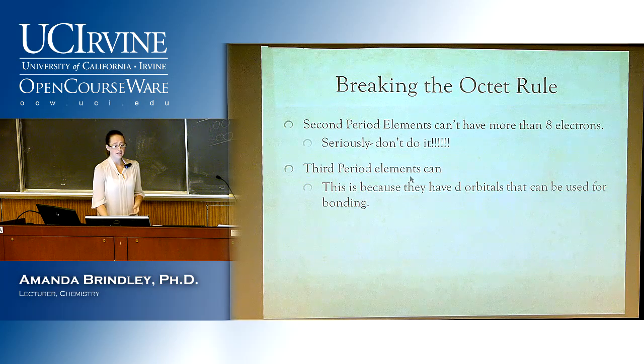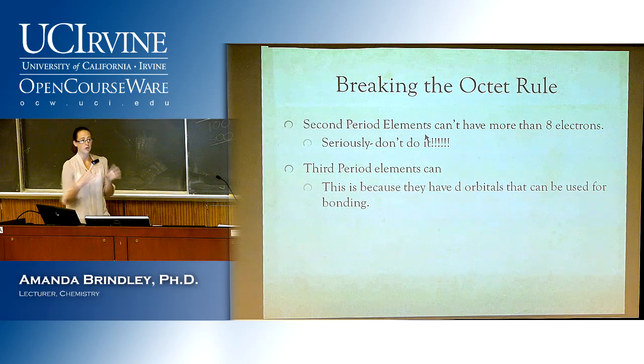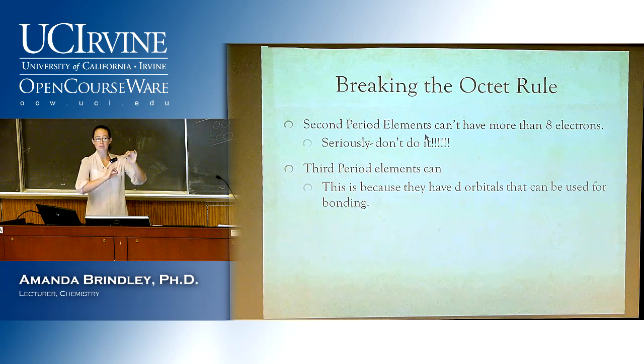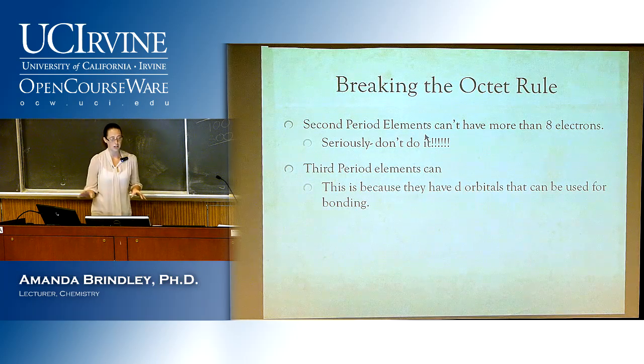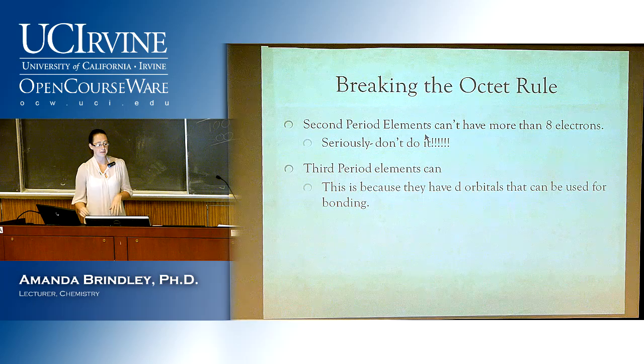Now, the third period element can do it where the second one can't because they have some d orbitals sitting right there. So the d orbitals are right there. They're able to be used for bonding. You can use them for hybridization, which we'll talk about later in the next chapter. And so anything third row and below can do it. Second period ones do not do it ever.